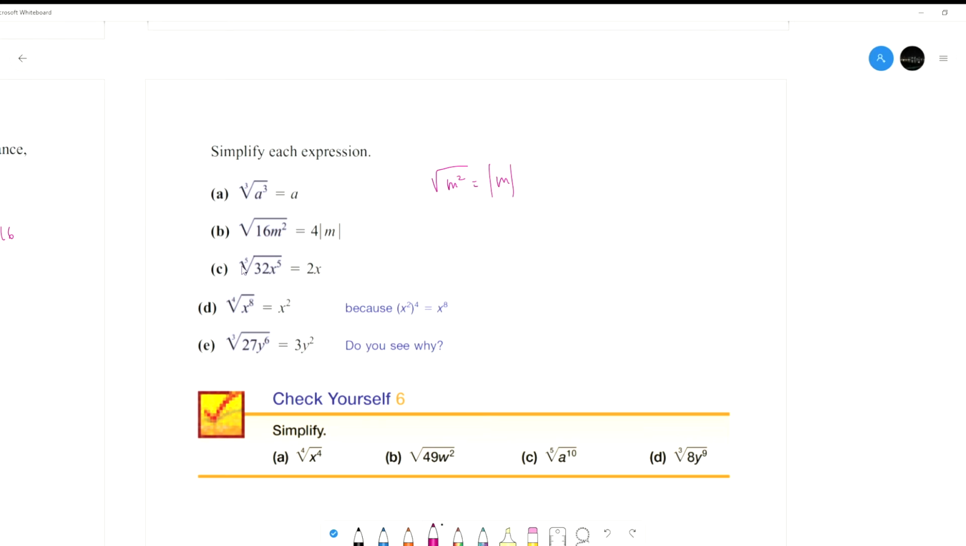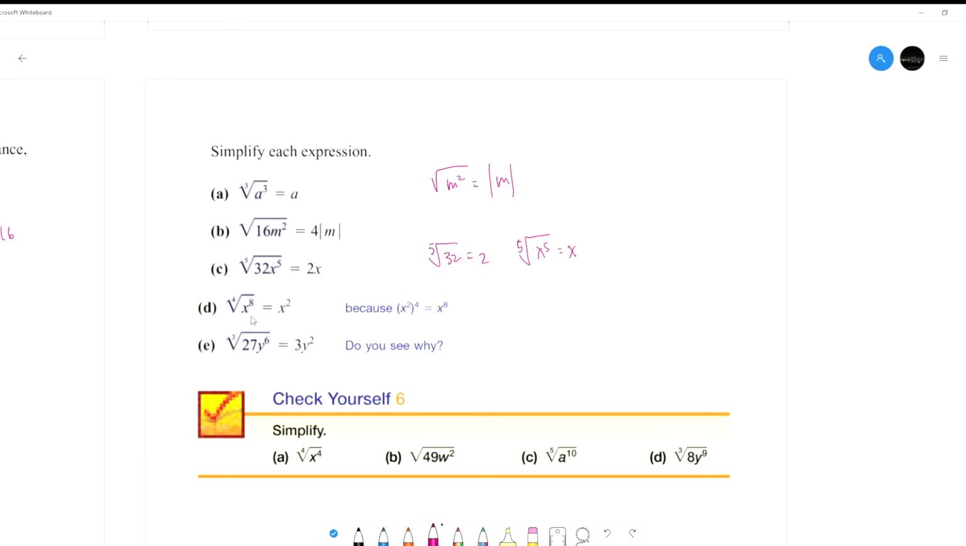Part C, it's an odd root, 5, right? Fifth root of 32 is just 2, right? And the fifth root of x to the fifth is equal to x. So that's why it's just 2x.